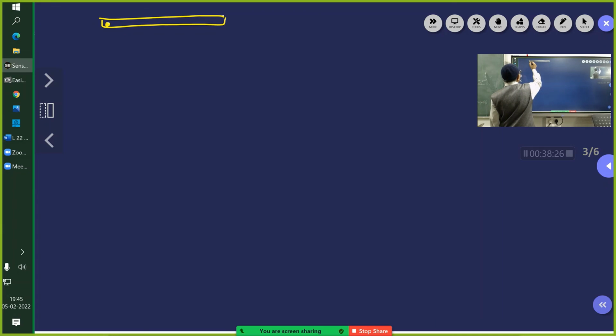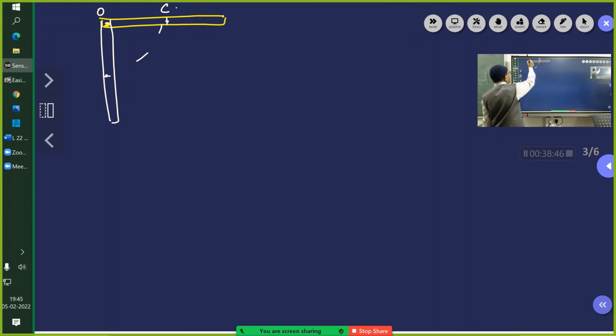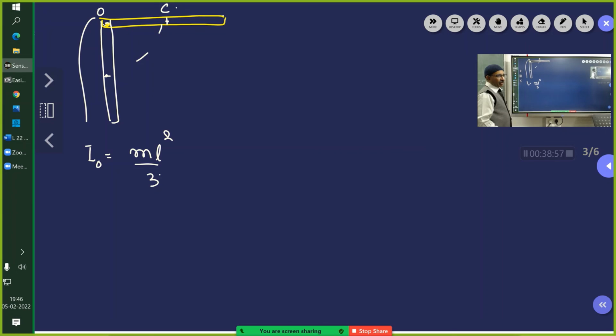A rod is pivoted here, and its center of mass is here. When you release the rod, it will come to the vertical position, so the center of mass will come here. Now if you consider this point O, the moment of inertia of the rod about this point will be ml square by 3.